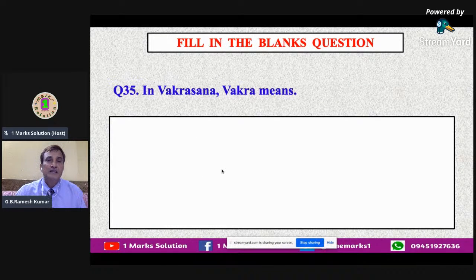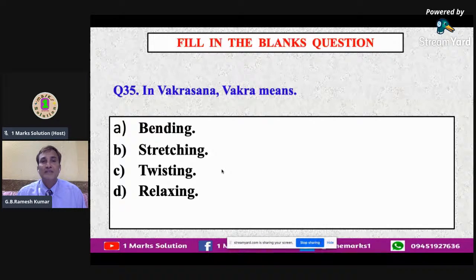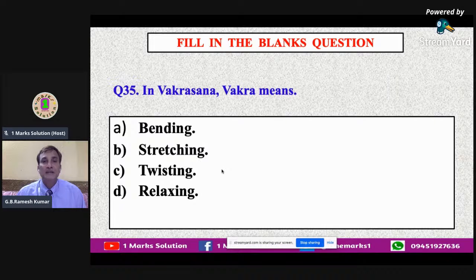In Vakrasana, Vakra means bending, stretching, twisting, or relaxing. The name of an asana comes from what you are performing. Now, Vakrasana means what are you going to do? Are you bending forward? Are we stretching? Are we twisting? Are we relaxing? Definitely we are not bending forward, of course, not completely.